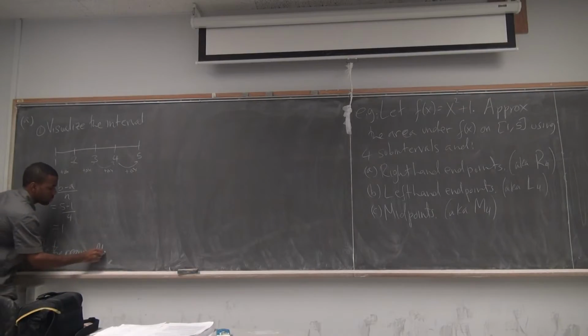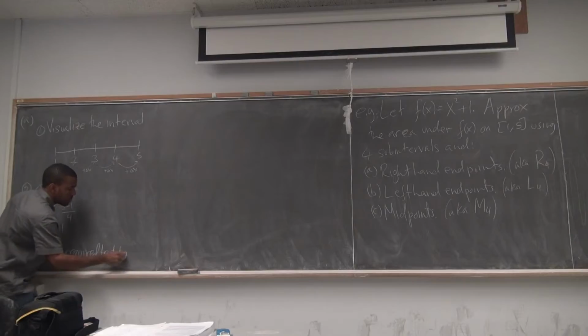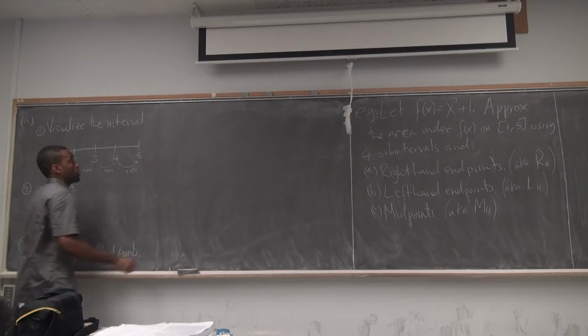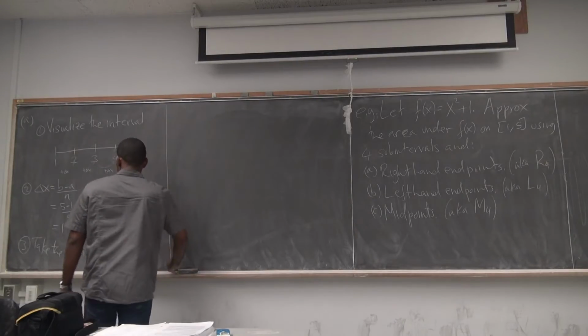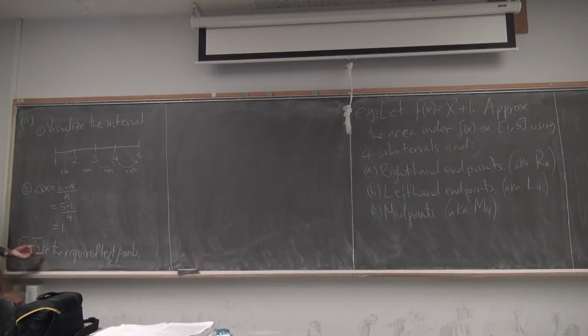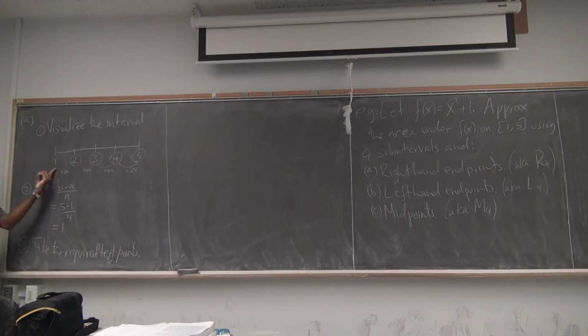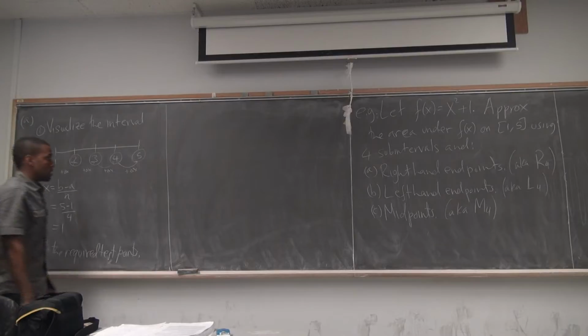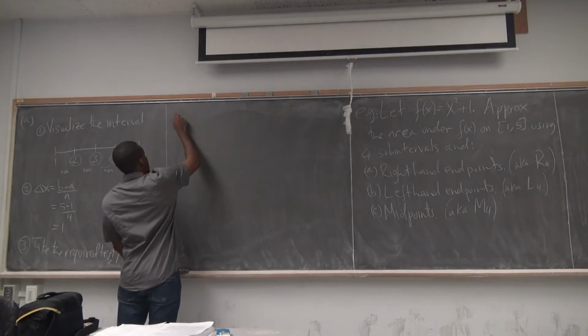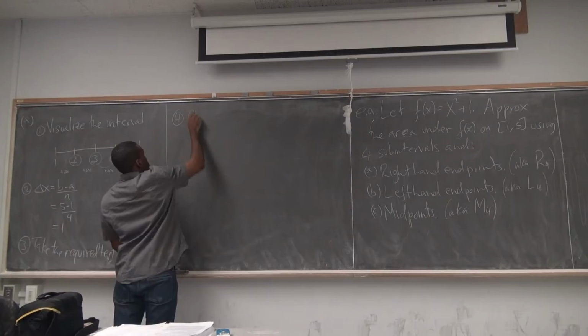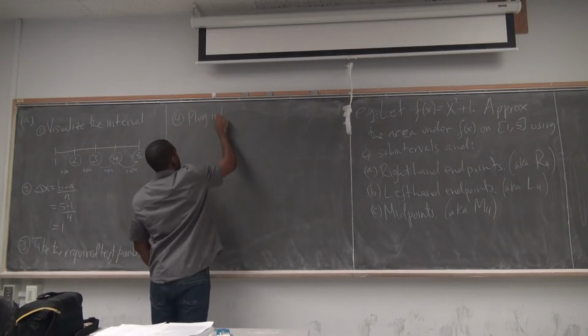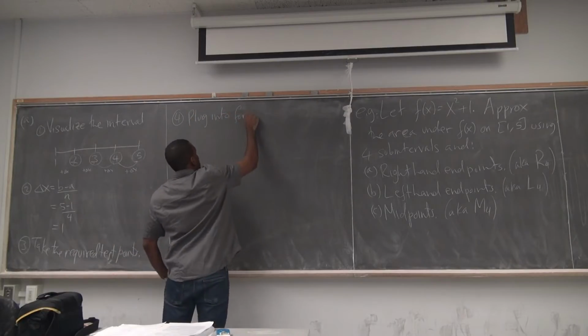Take the required test points. So that means here you want the right hand endpoints, that's what we're doing in part A. So you take all the guys on the right side. 1 is ignored because it's on the left side of the interval. And so now the formula.